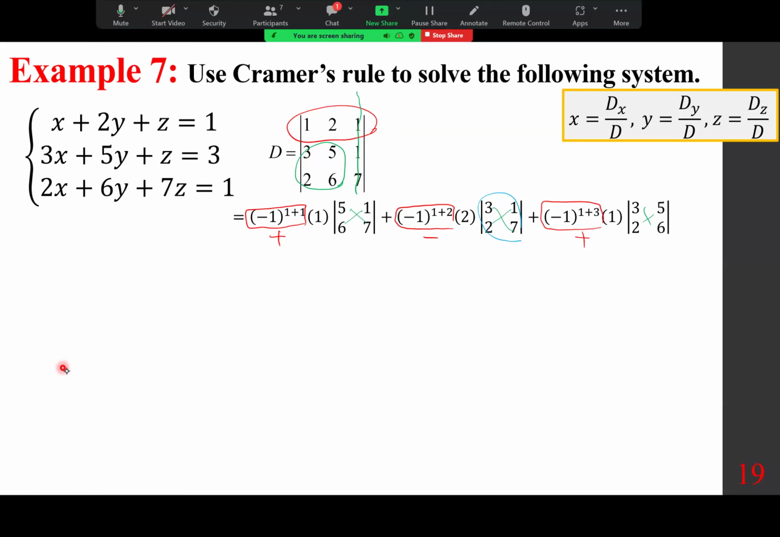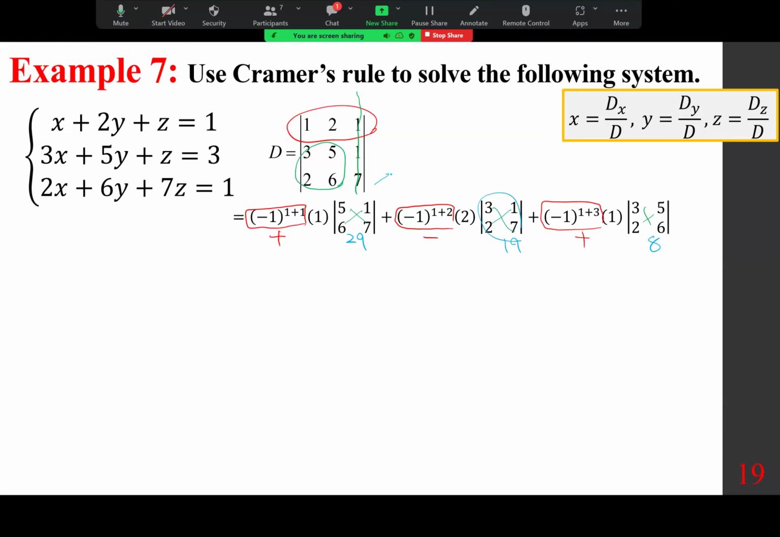So the first one is 35. Let me just use a. So this is 35, 5 times 7, 35, minus 6 is 29. This one, 3 times 7, 21, minus 2 is 19. This is 3 times 6, 18, minus 10 is 8.